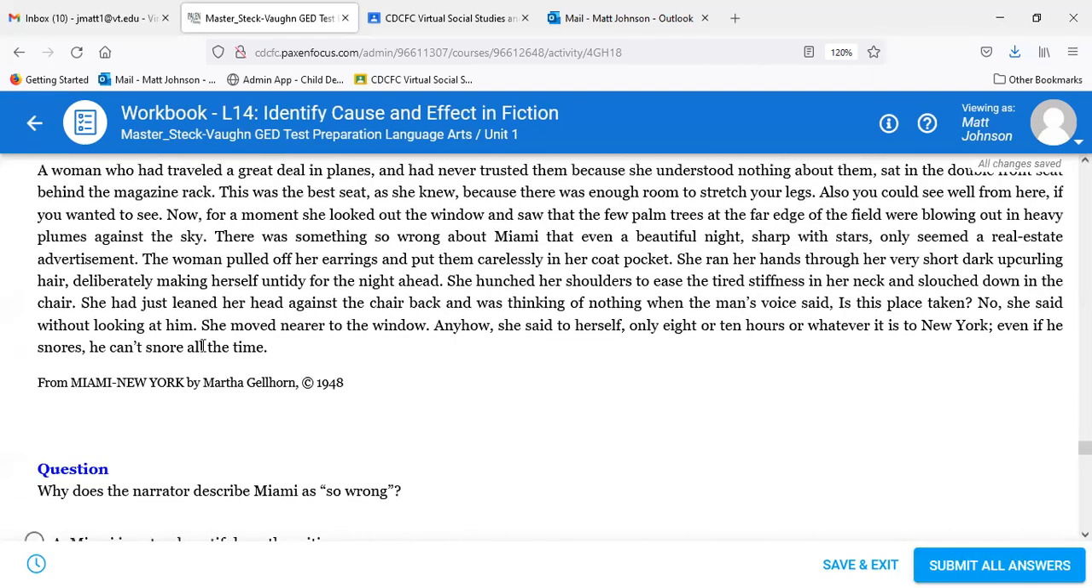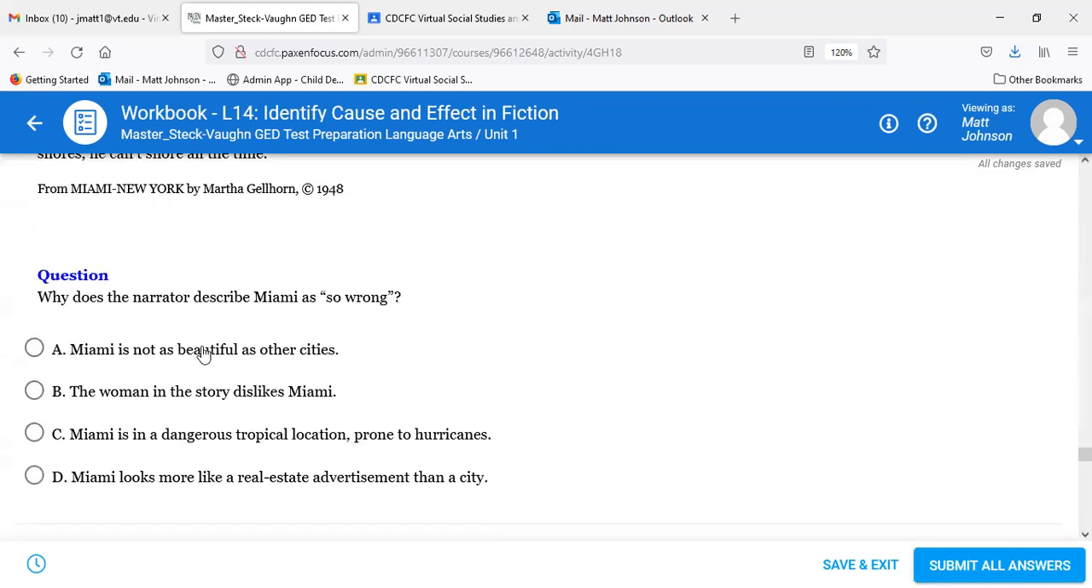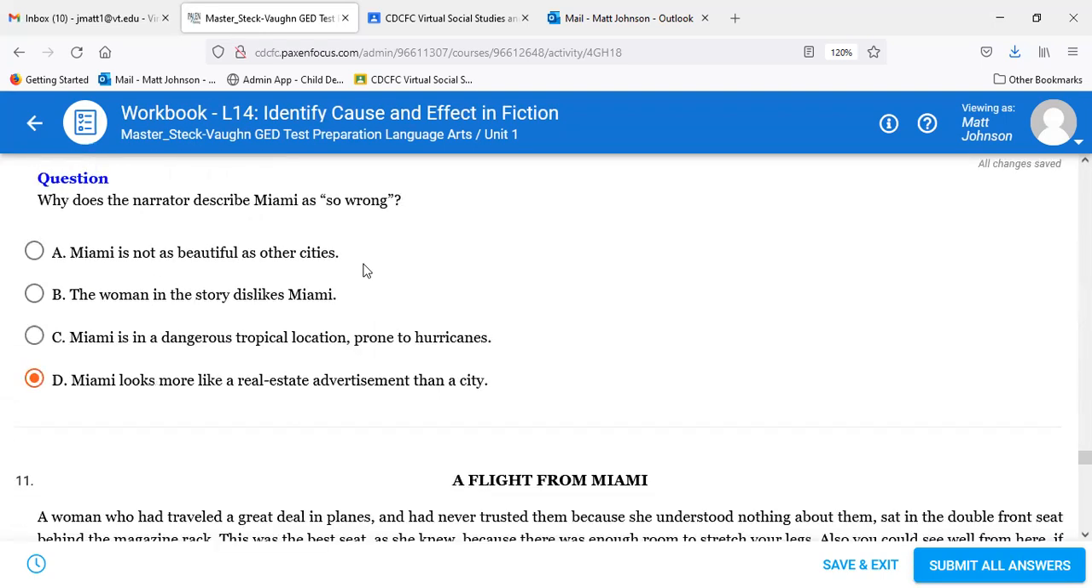Latoya, you wanna take number 10? It said, why does the narrator describe Miami as so wrong? She mentioned something about the advertisements in the city. There you go. Yeah, you go right to it. So D, right? Miami looks more like a real estate advertisement than a city. So there you go, like a picture in a magazine or something. So D as in dog for 10.